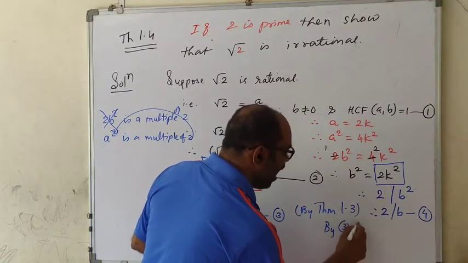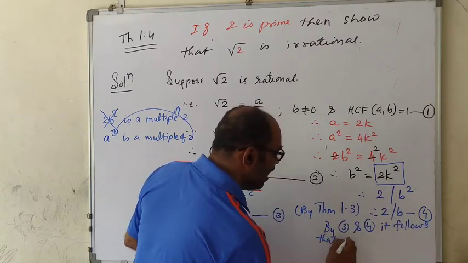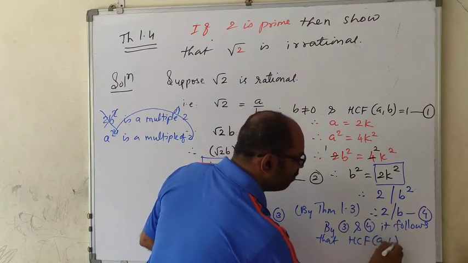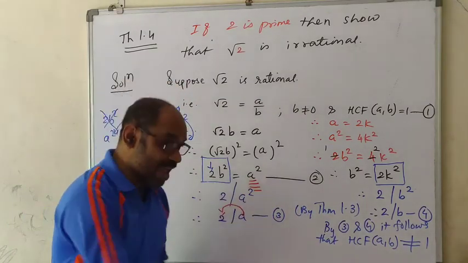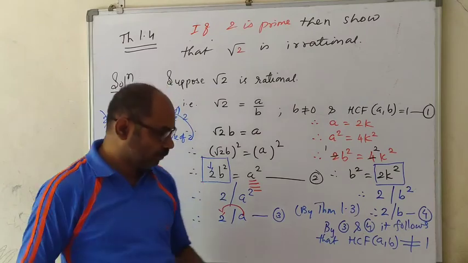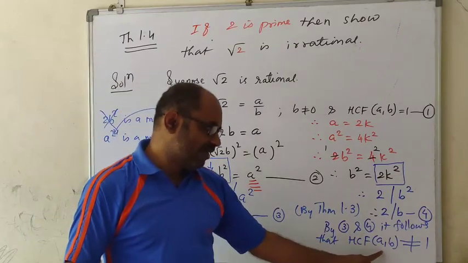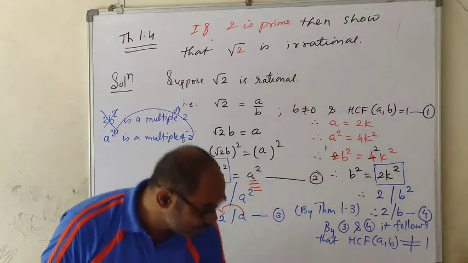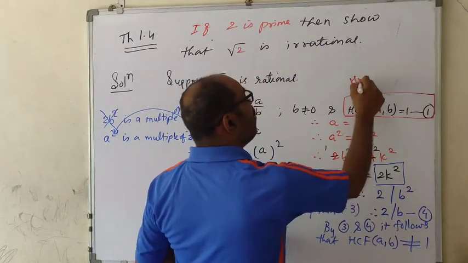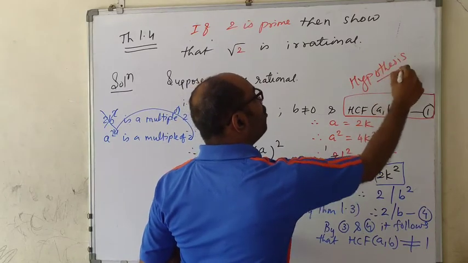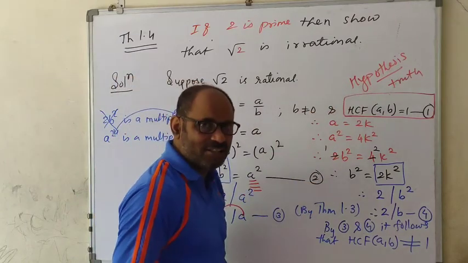By 3 and 4, it follows that the HCF of a and b cannot be 1. Don't say the HCF of a and b is 2, because you may have further more factors. Common factors. So it is not equal to 1. You got one extra common factor. So now HCF cannot be 1. Hooray, children. But the HCF is 1. That is the hypothesis. This is the truth. It is the truth, we cannot change that.